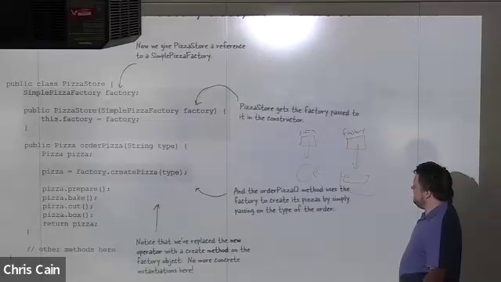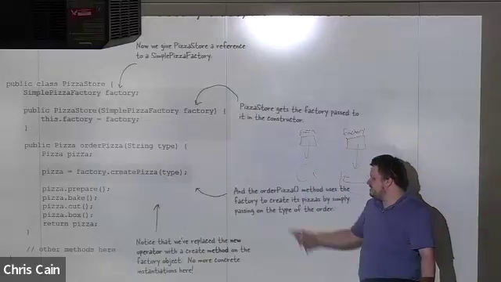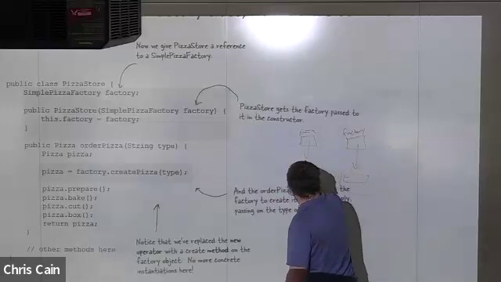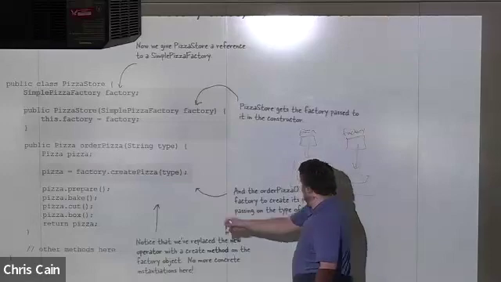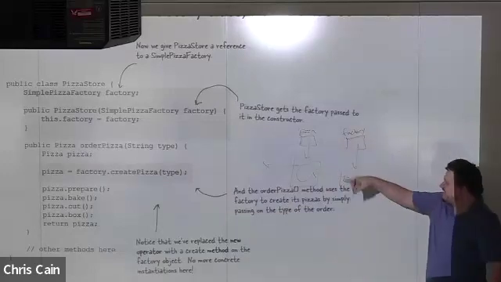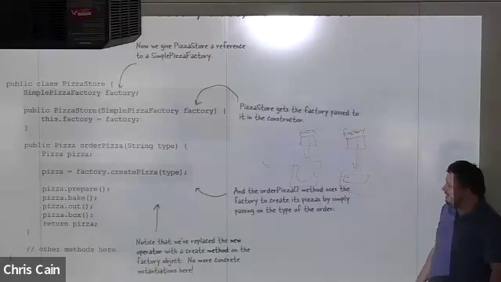Great, now we have a pizza. Since we have the pizza object, we can prepare it, bake it, cut it, box it. And then after all of that work, we have a pizza in a box that we can return to whomever called this, interacted with this order pizza method. So it returns a pizza back from whence it came.